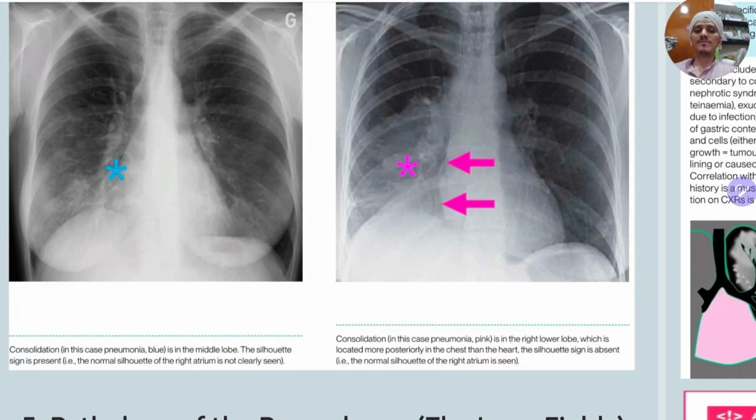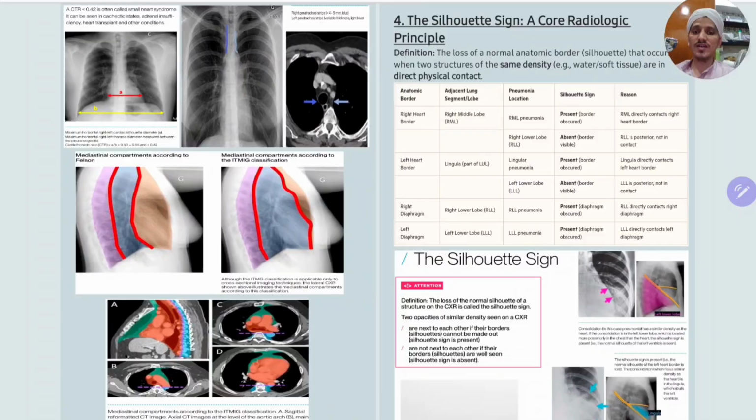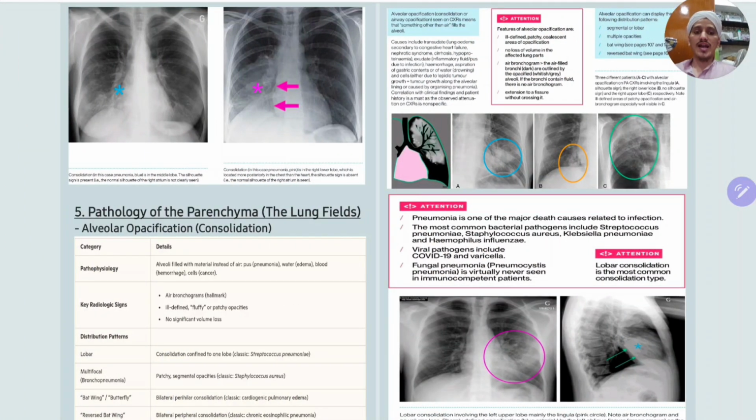So that's about the silhouette sign, and I think it is enough for today. We have learned a lot of things in this video, and in the coming videos we will learn about the pathological things of the chest X-ray. Okay, thank you.